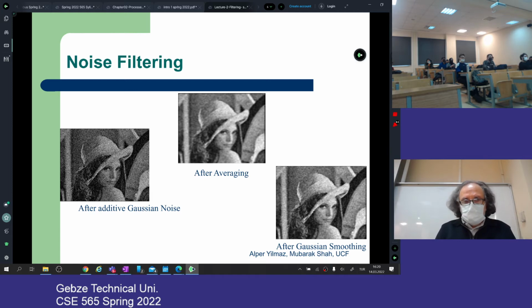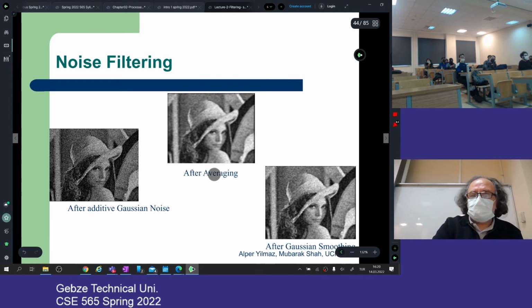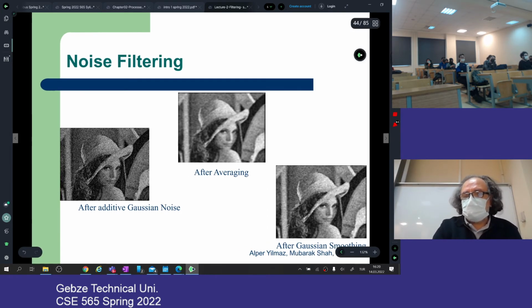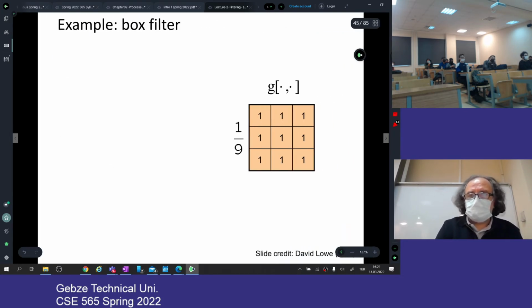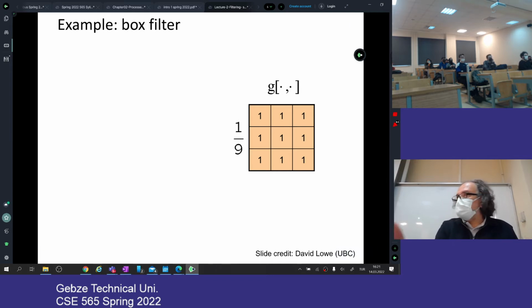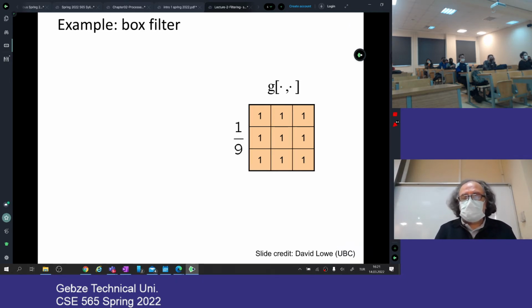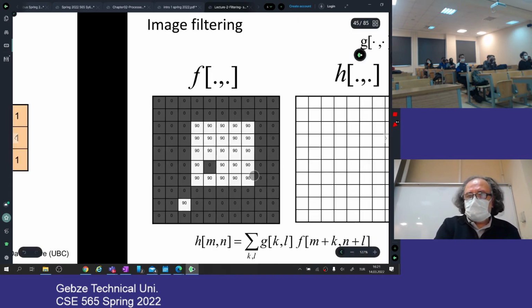Noise filtering, as I said before: if this is an image that is corrupted by Gaussian noise, and you apply the averaging filtering, you would get this result. If you apply the Gaussian filtering, you get this result. And we usually prefer this one over this one, as I said before. So this is the filter that we kept applying all the time, the 3x3 averaging filter. I'm going to skip this.